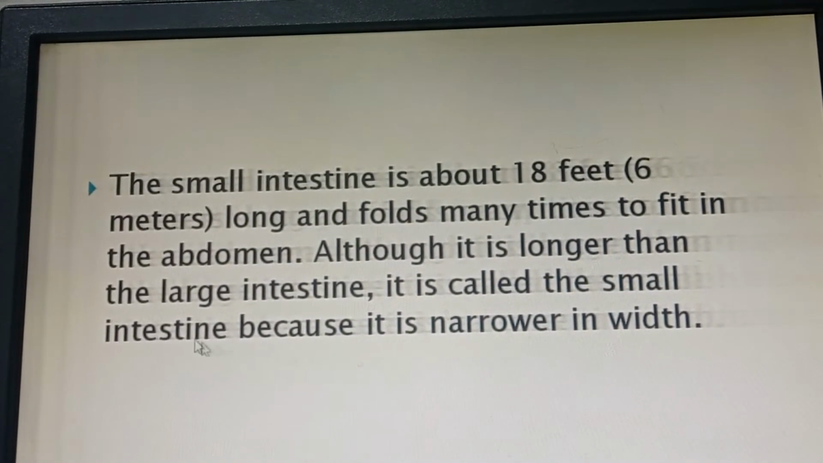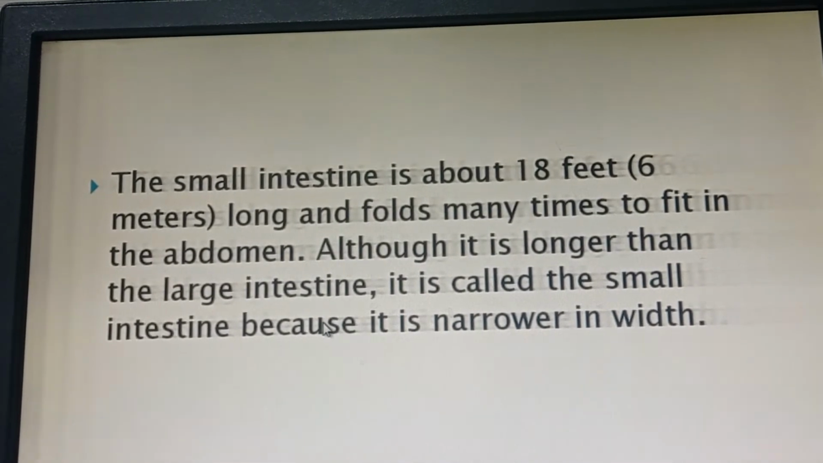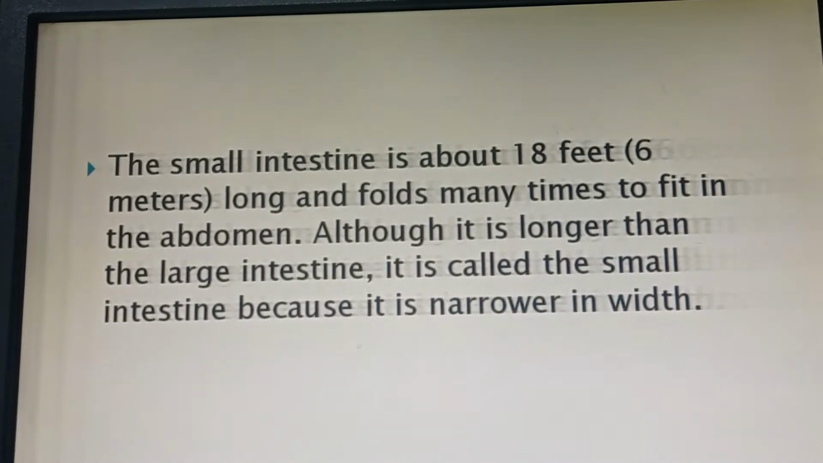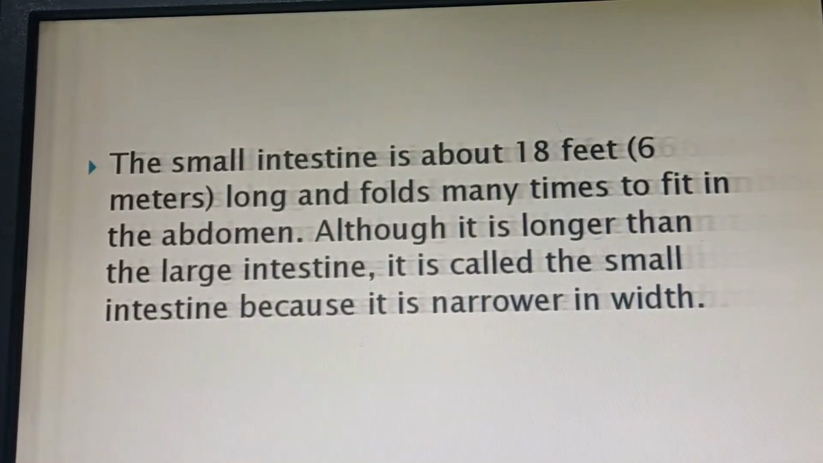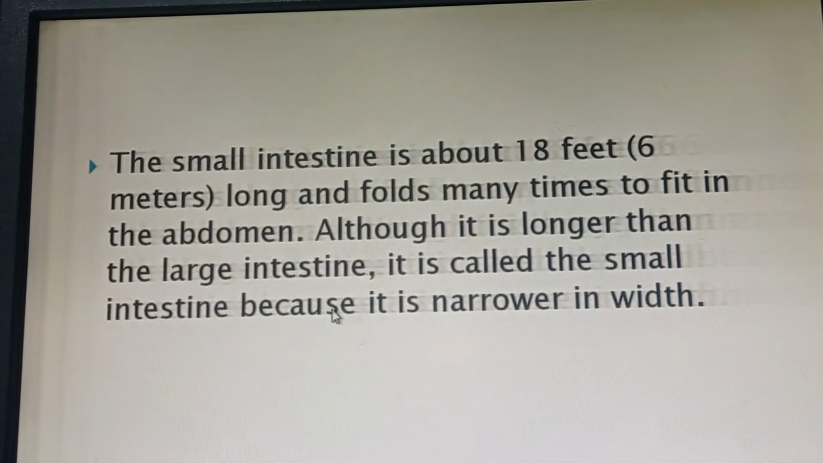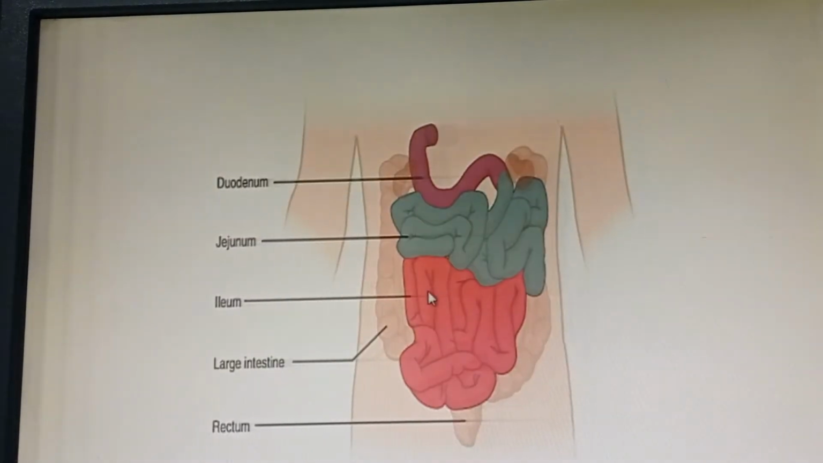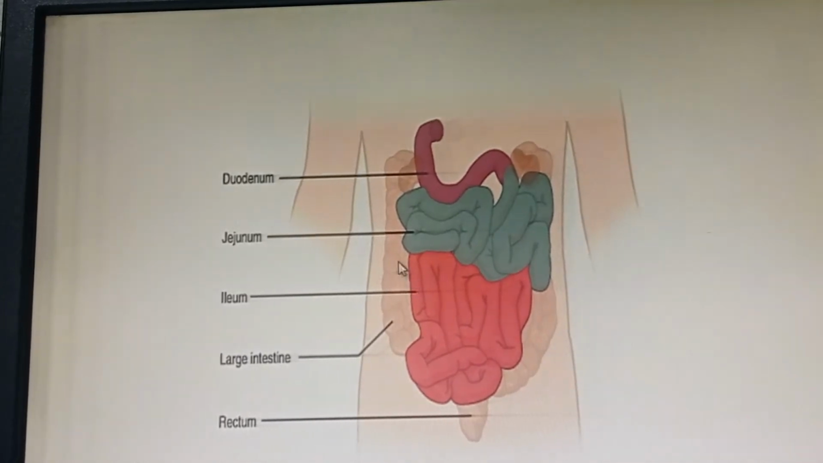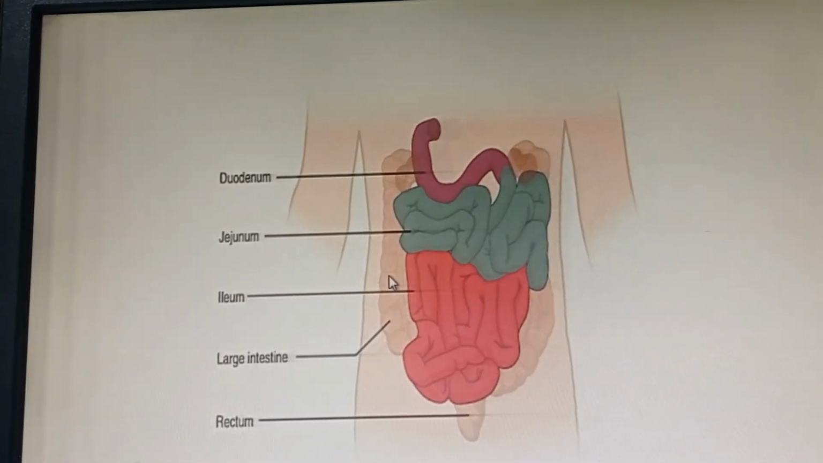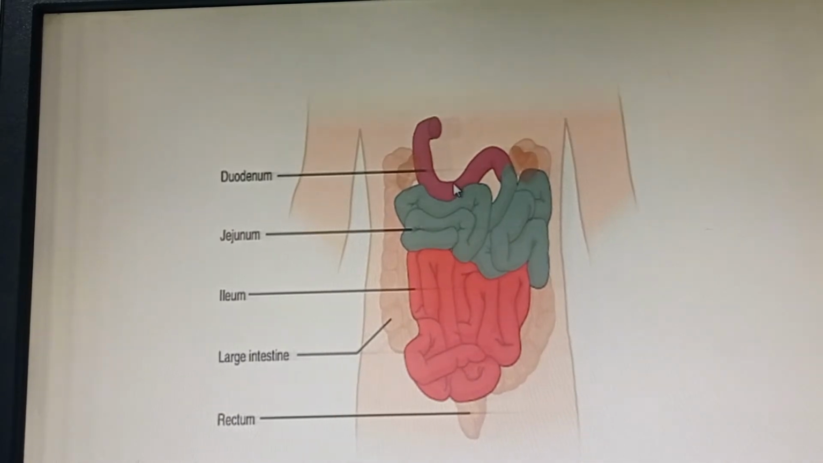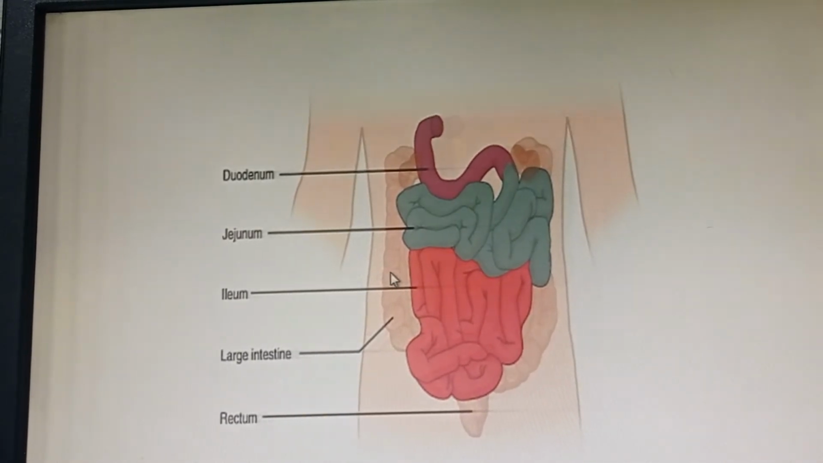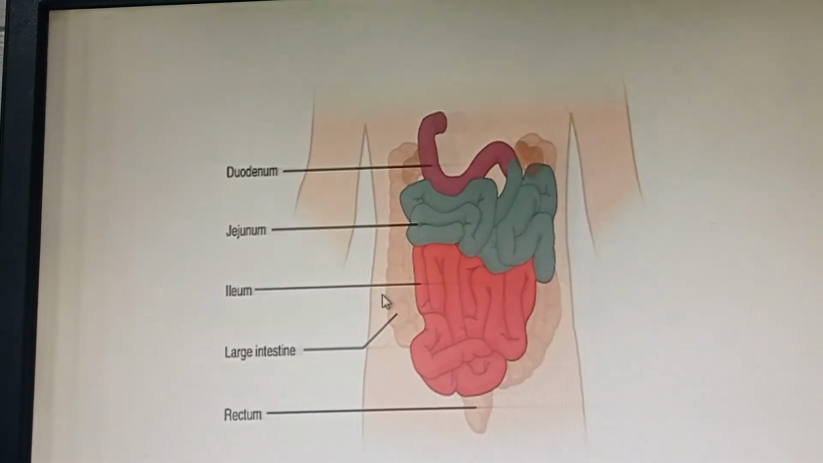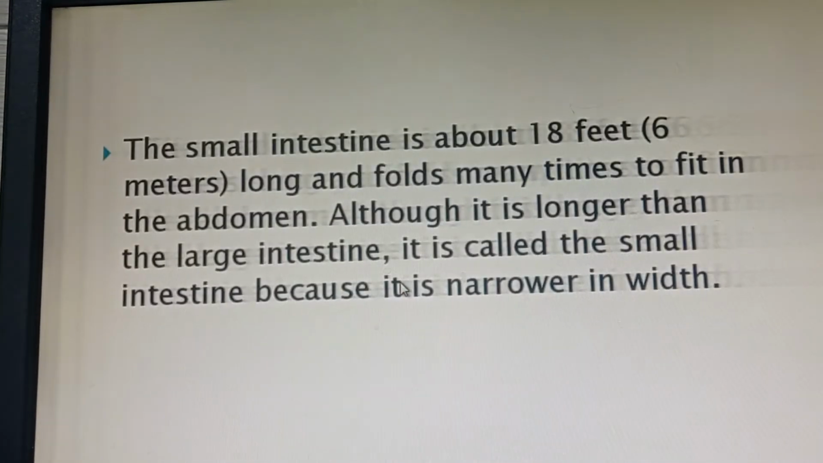The length of the small intestine is more than the large intestine. It is called the small intestine because it is narrower in width. If we compare in length, small intestine is longer than large intestine. But we call it small because it is narrow and the large intestine is wider. That's why we call it a small intestine and this one a large intestine.